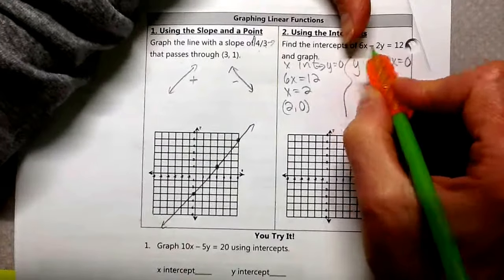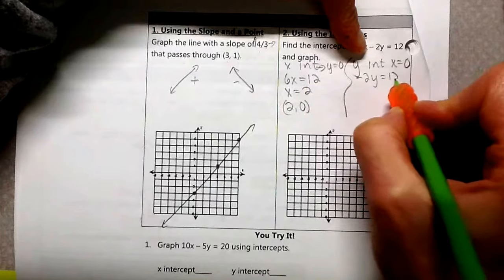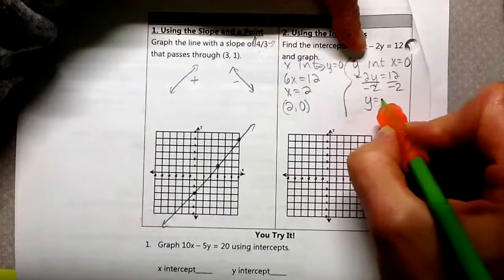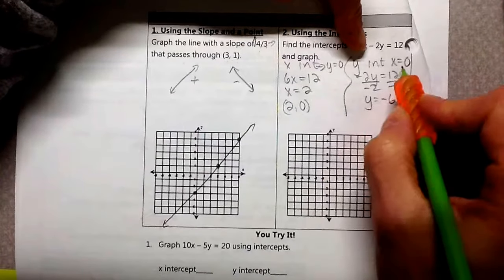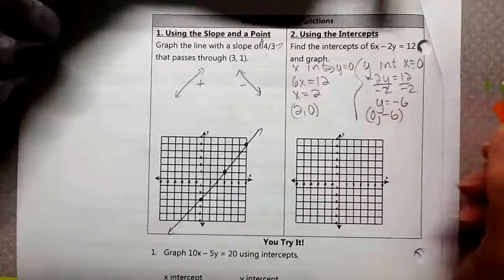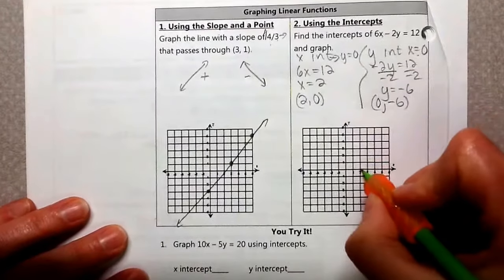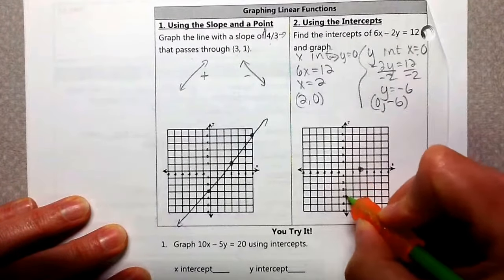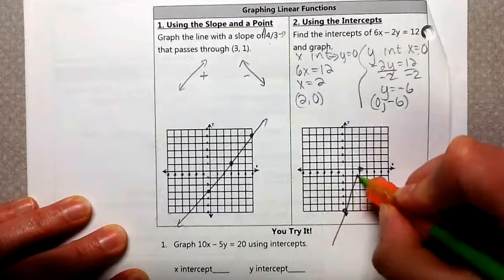If I'm looking for the y-intercept, x equals 0. So basically this goes away. I can cover this up. And I have negative 2y equals 12. So I can divide by negative 2. And I have y equals negative 6. So my ordered pair would be, we said x is 0, y is negative 6. Okay, now I have 2 points to graph my line. I can say 2, 0, and 0, negative 6. See, this is 1, 2, 3, 4, 5, 6, negative 6. And then you can graph your line.